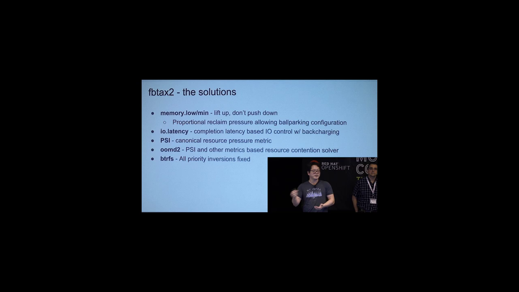Joseph Busig of our team implemented IO.latency. This is completion latency-based IO control. The one thing special about this controller that we hope to add to other controllers too is that it handles back charging, meaning that if a cgroup does a shared IO, like a metadata or swap IO, it will go through, because otherwise there would be priority inversion, but it will get charged later, like a credit card. You spend first, but you get charged later, and you pay for it. So it maintains overall isolation.